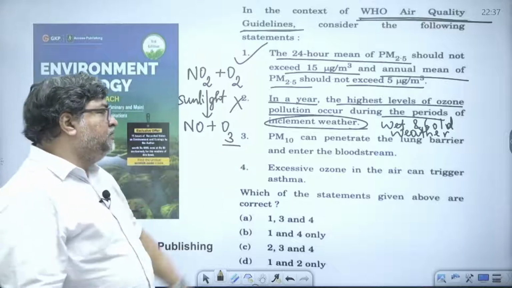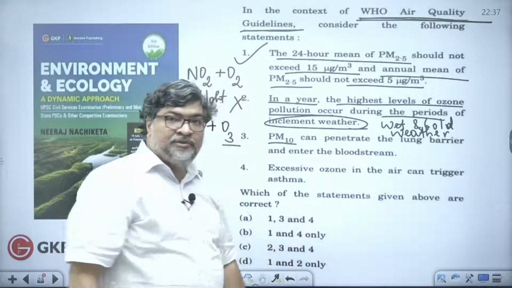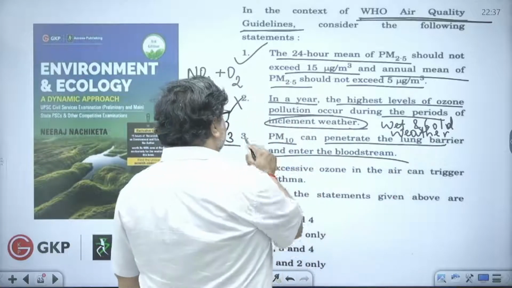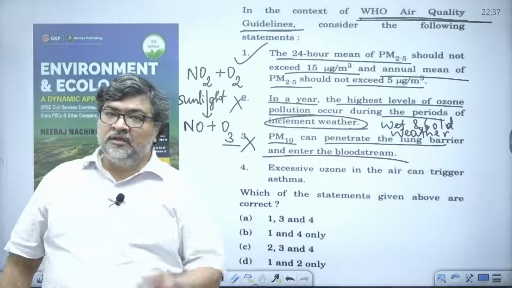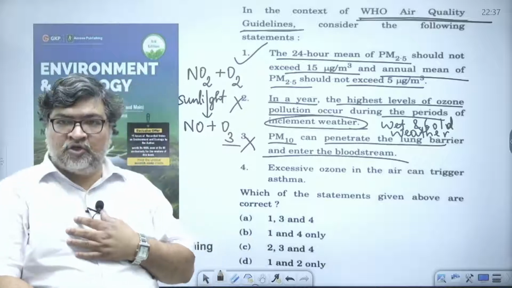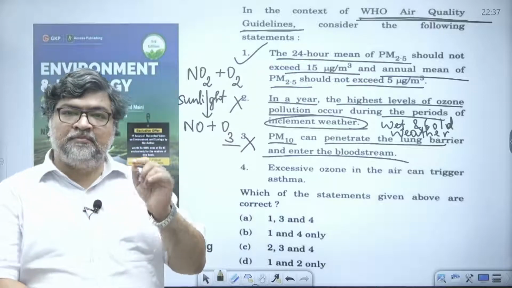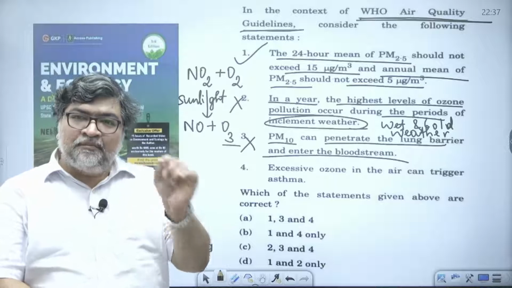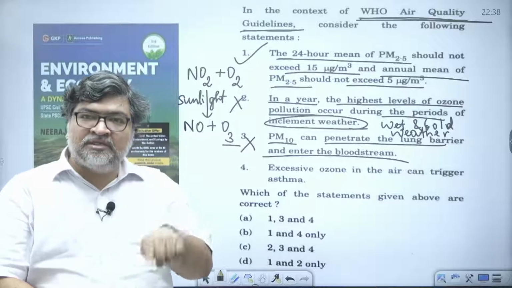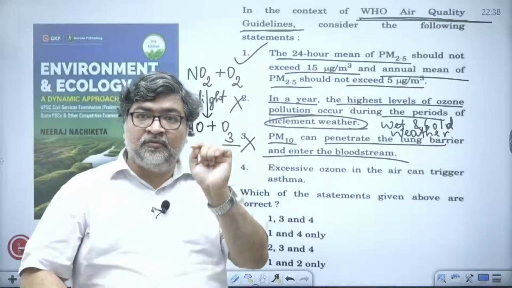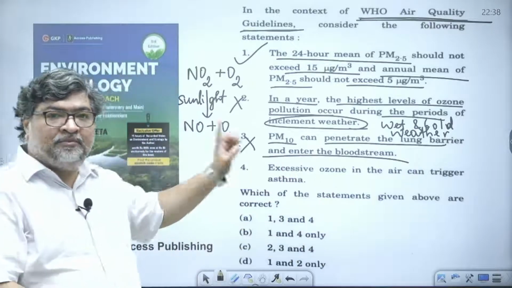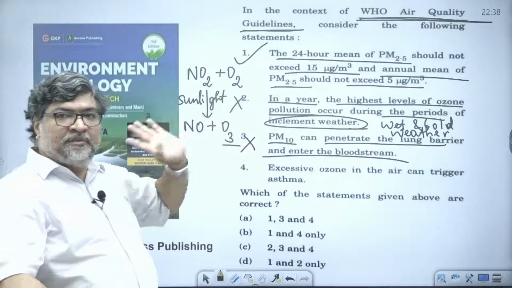Now third, PM10, particulate matter of diameter 10 micrometer, can penetrate the lung barrier and enter the blood stream. That is wrong. PM10 particles, 10 micrometer, can deposit in the lungs and can cause bronchitis, lung disorders, and breathing discomfort. But PM2.5, PM1 or smaller than that, which are very ultra fine particles, can enter the bloodstream from the alveoli of the lungs into the blood capillary. Not PM10, only PM2.5 and less than that. So this statement is also wrong.